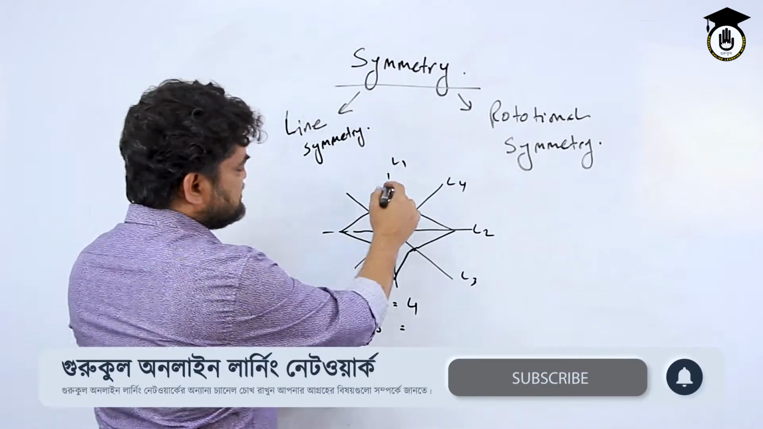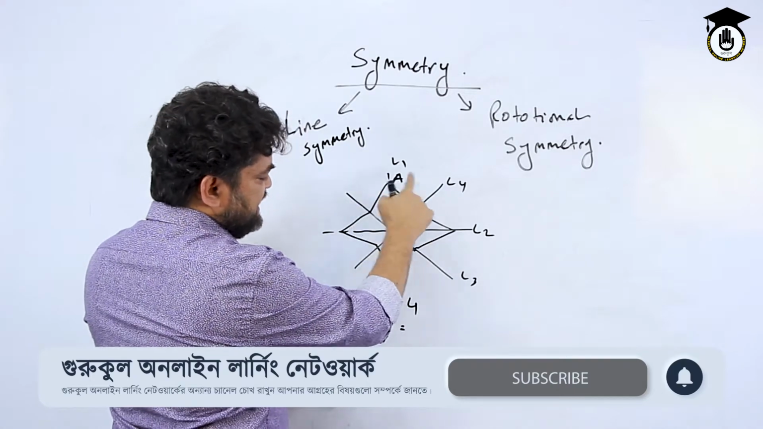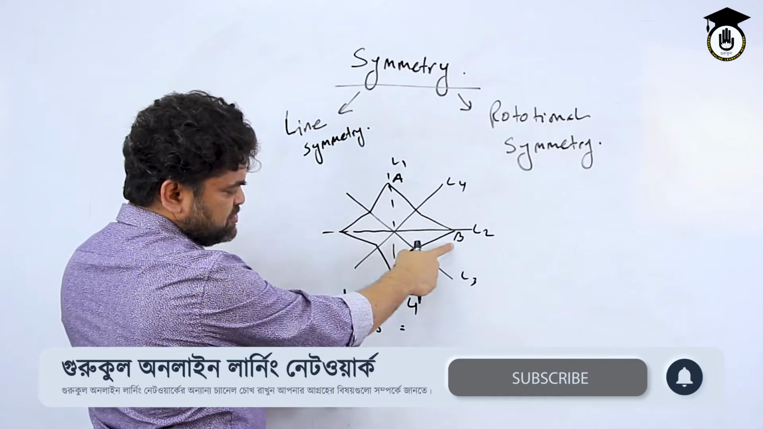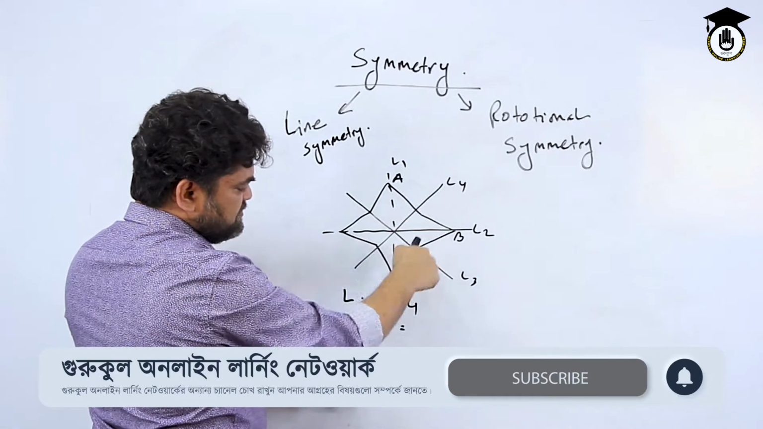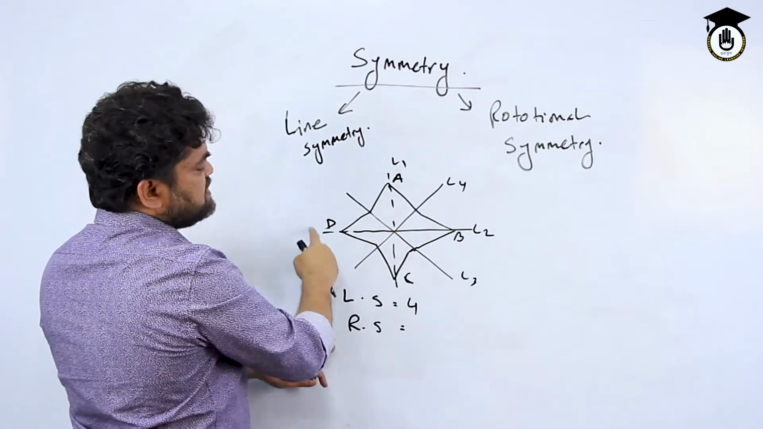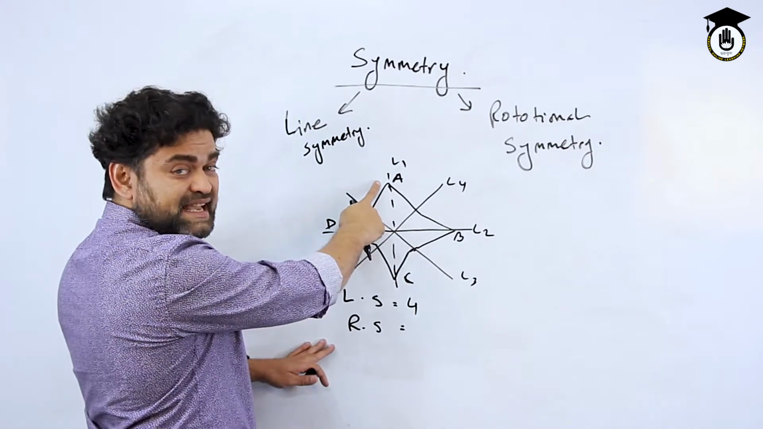And for rotational symmetry, if I name it with A, it can easily be placed on B, because if you rotate it, A can come to B, and again A can come on C, and again A can come on D, and it can come to itself once again at A.